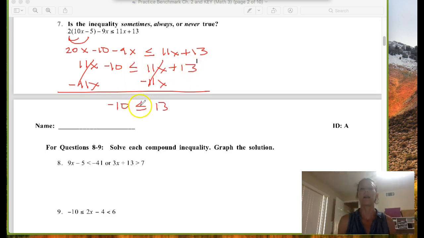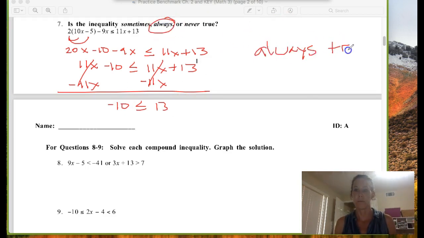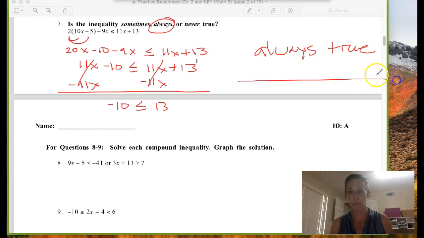When is negative 10 less than or equal to 13? It always is. 13 is greater than negative 10. So this is always true. My solution would be all real numbers. So for this one, number 7, it doesn't ask us to graph, but if you were to graph, since the solution's all real numbers, you would just have a number line that covers everything.